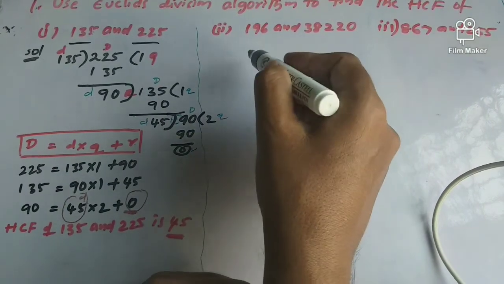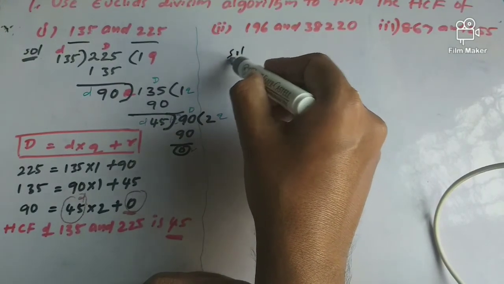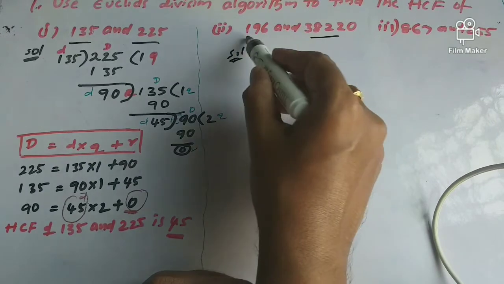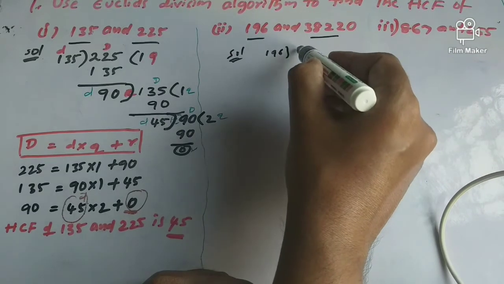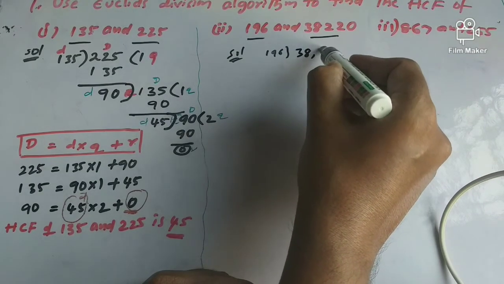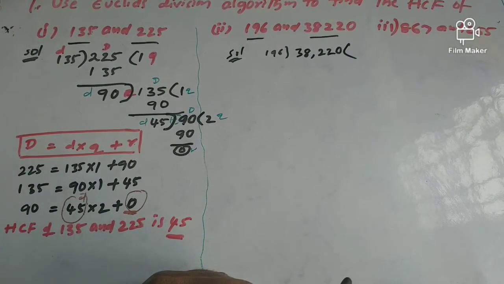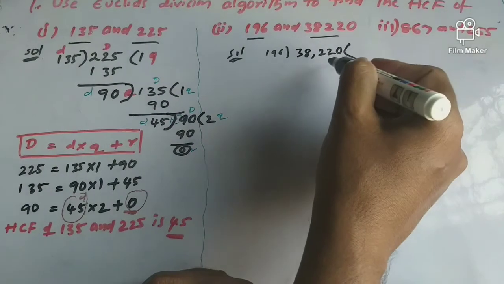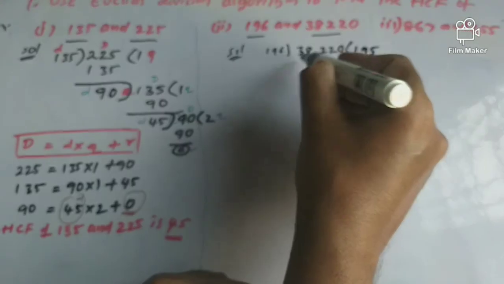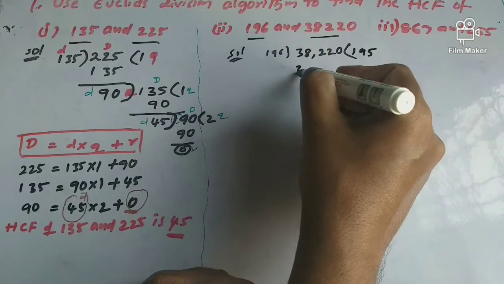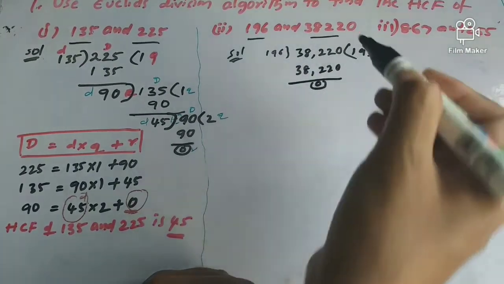You can see here the solution. In the given two numbers, 196 is the smaller. With 196 I am dividing 38,220. So 196 divides 38,220 195 times. 195 into 196 is equal to 38,220. We are getting 0 here in the first step only.